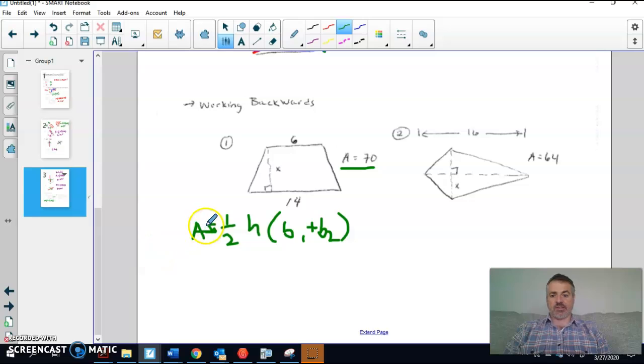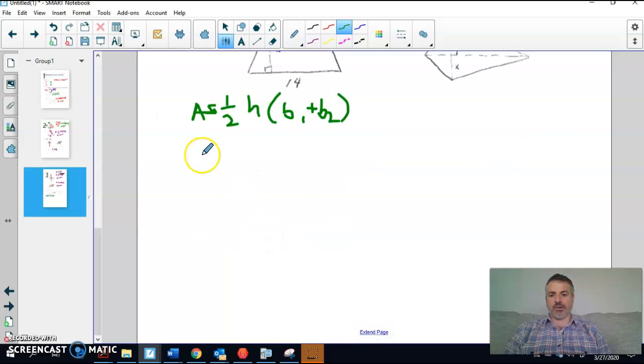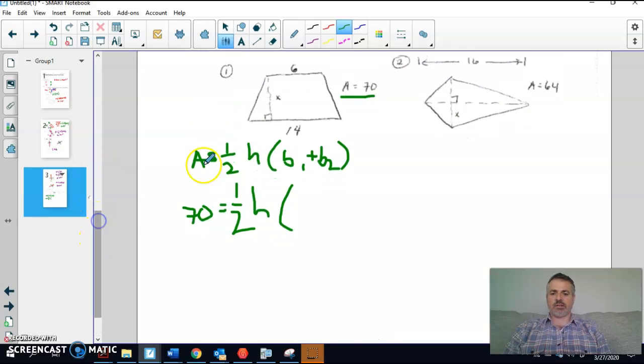The area I know is 70. The only thing I won't know is that height right there. So let's see what happens. And we're going to use a little algebra to figure out what's going on here. So the area we said was 70. That's going to equal 1/2. The height we don't know, but I do know the bases. What were they? 6 and 14, I think? Yeah. 6 plus 14.